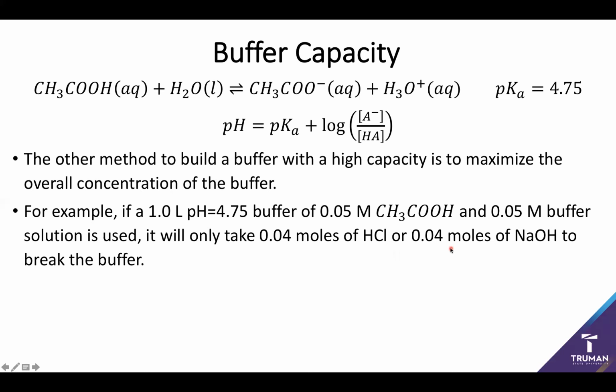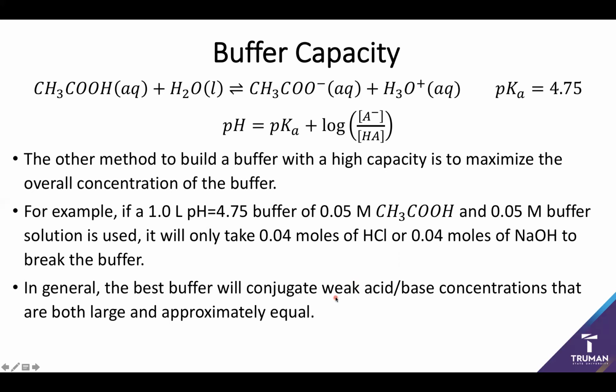So this is one of those important things. If I want to have the best buffer I can, really what we're going to want is for that weak acid, conjugate base pair to both have very large concentrations, so I can absorb as much HCl or NaOH as possible, and to keep those concentrations fairly equal so I can resist both changes equally.